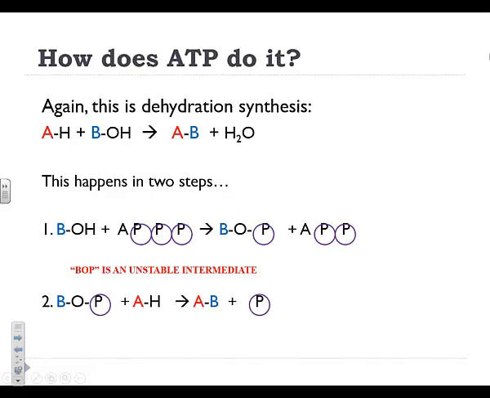So when we look at the two reactions separately, it's actually happening in two steps. The missing reaction in those previous figures that I showed is really the ATP transferring a phosphate to the intermediate, whether it's to a polysaccharide or whether it's an amino acid. So B represents that subunit.